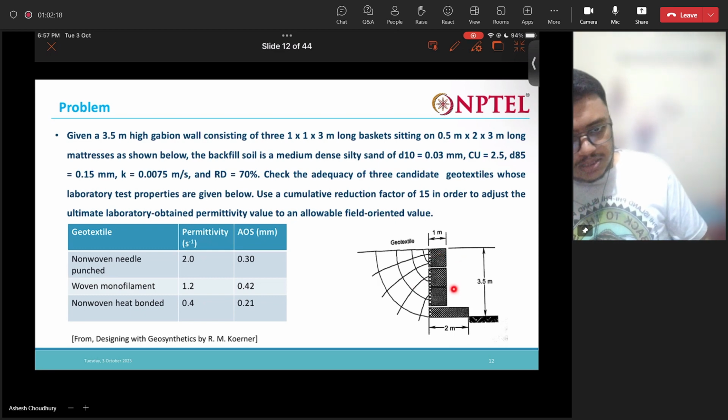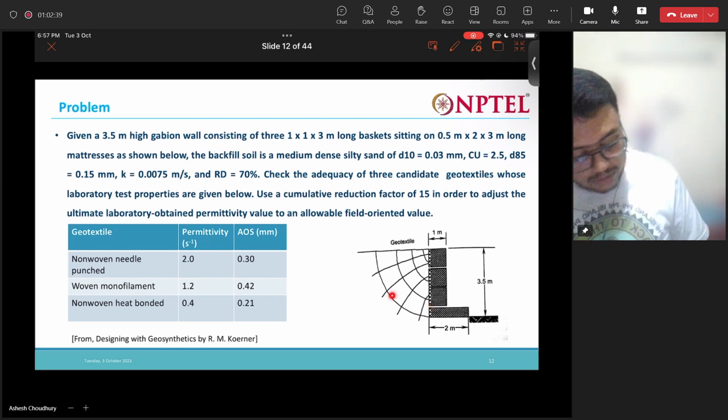Okay, so you need to actually construct the flow net. From this flow net, let us see the number of flow lines. How many flow lines are there? 1, 2, 3, 4, 5, right?